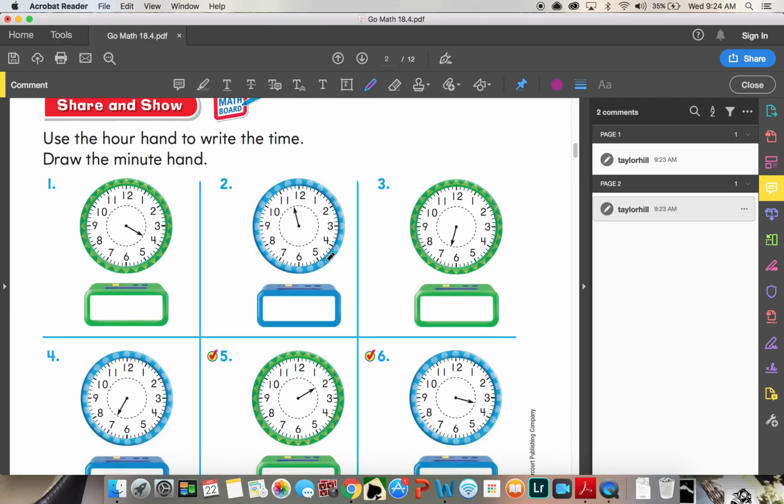Use the hour hand to write the time, draw the minute hand. All right, this is 4, so it's pointing to 4 o'clock. So we write 4 o'clock. All right, number 2. This hour hand is in between the 11 and the 12, so that makes it 11:30.